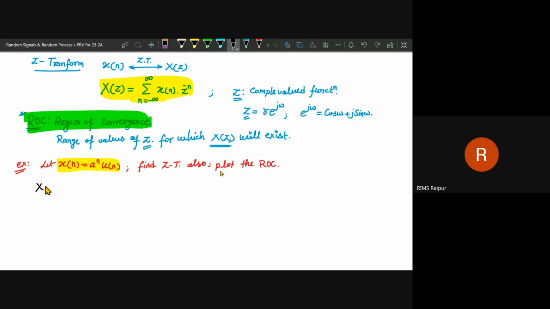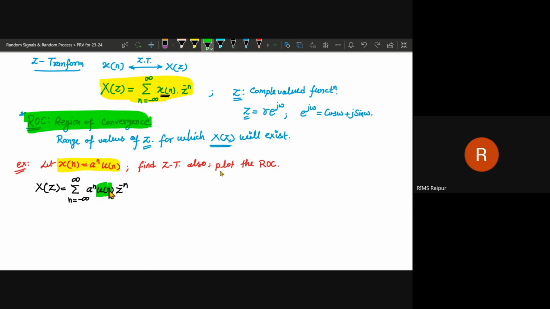So we will use this formula to calculate the Z transform. Just put X of z equals summation n equals minus infinity to plus infinity. Just put the value of x of n as per the question. So in place of x of n, we will write a raised to power n into u of n into z to the power minus n. Correct? Now, what is this u of n?